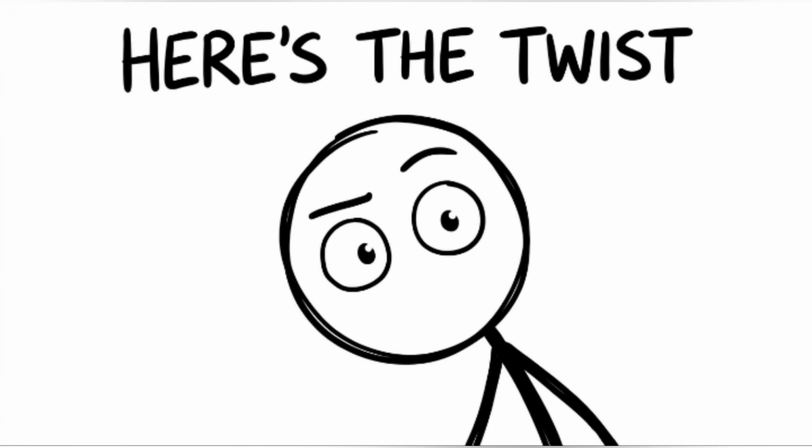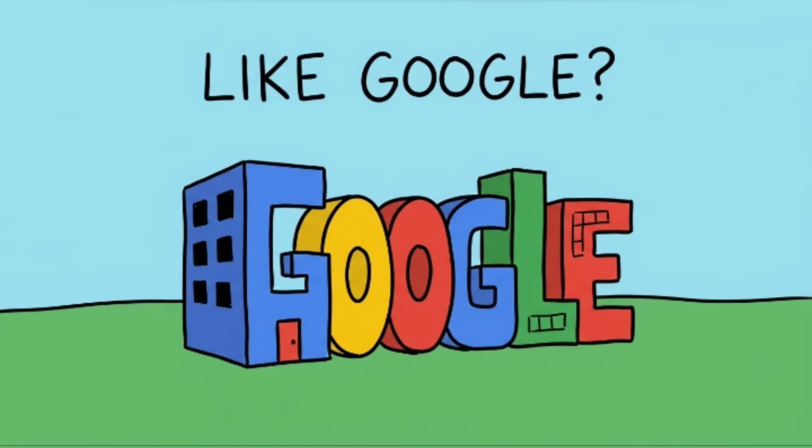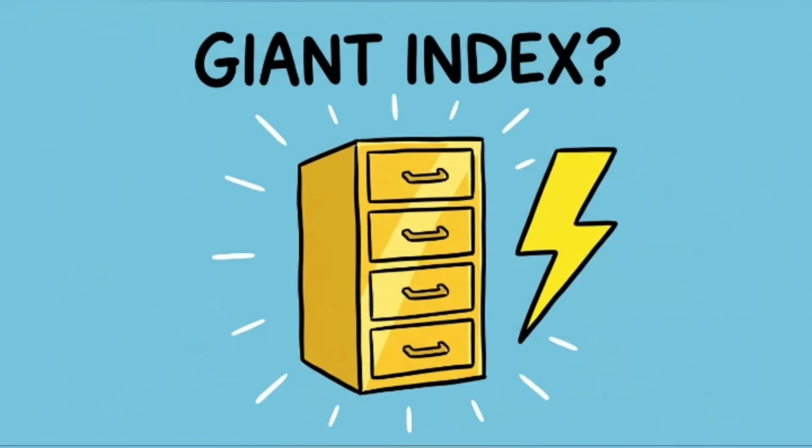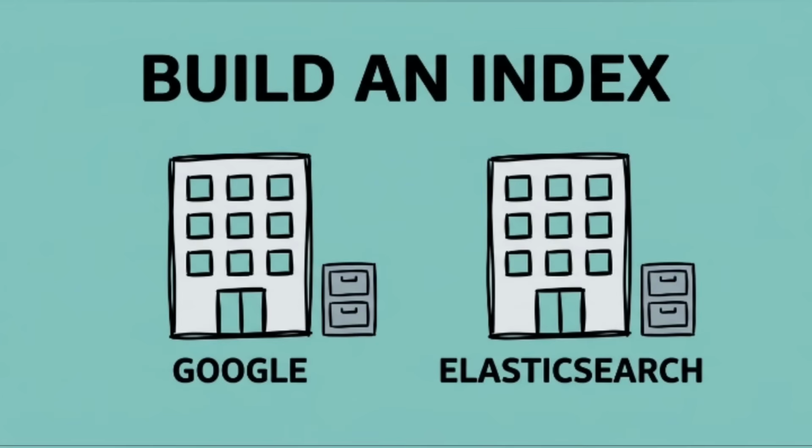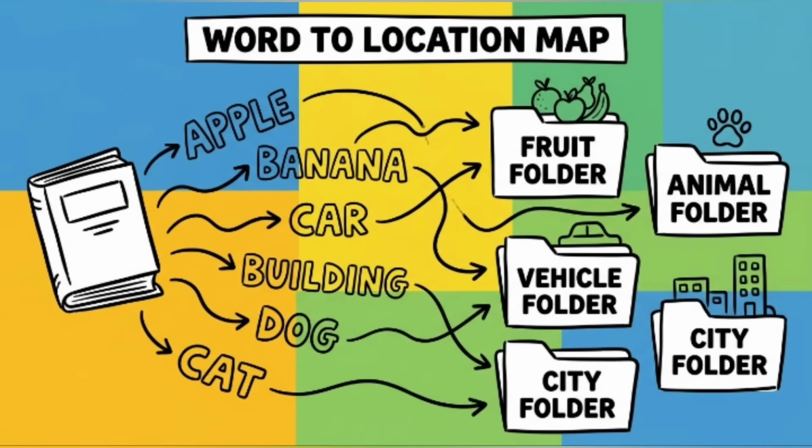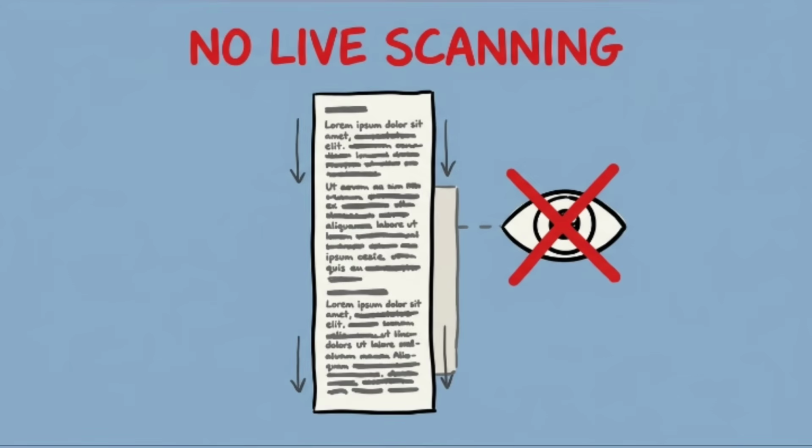Here's the twist most people never consider. You'd assume Ctrl+F works like Google, instantly pulling from some giant index. It doesn't. Google and tools like Elasticsearch build something called an inverted index ahead of time, mapping every word to every place it appears, so a search never scans raw text live.